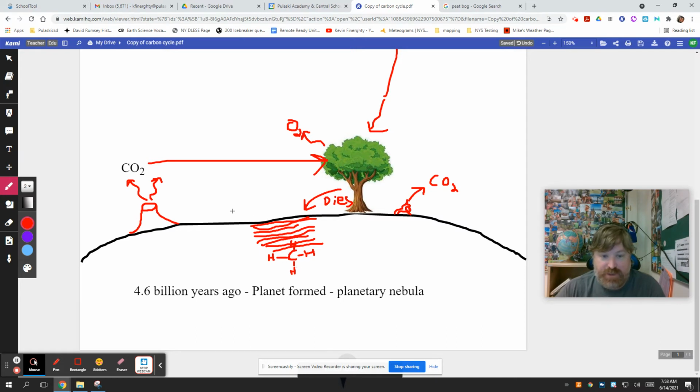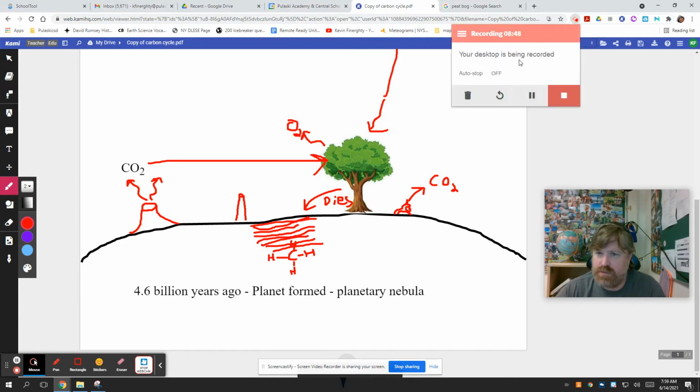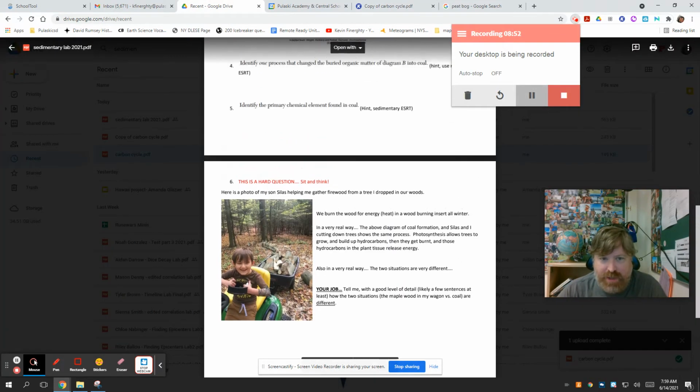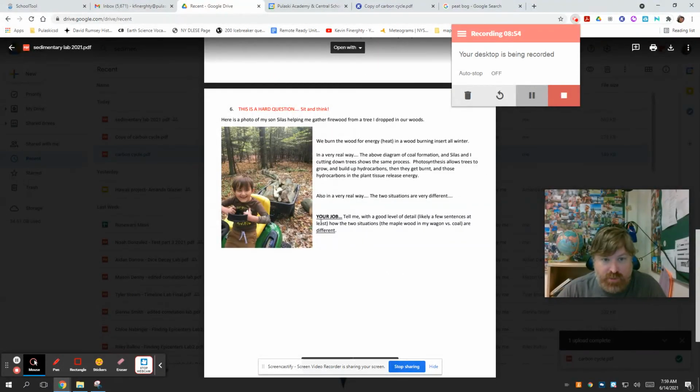So here's the difference. If we go and we build an oil rig and we dig this up, there's a huge difference. And I asked you to think about this on the sedimentary lab. And some people did okay with it. It was a challenging question. Let me actually pull that one up too. Sorry for all these pauses. Hang in there. So I asked you this question back here. I said, here's a tree in my woods that we cut down. Okay.